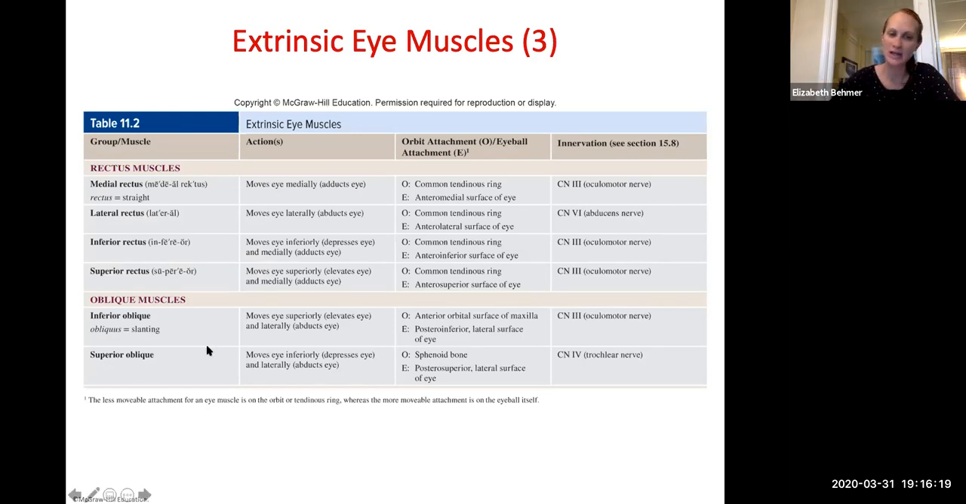Don't worry about the actions of your oblique muscles, but you should have a general idea of the actions of your rectus muscles. A question on your next test might be, if you quickly look to the left, which eye muscles caused you to do that? Your left eye, your lateral rectus muscle, and your right eye, your medial rectus muscle caused your eyeballs to go that way. Does that make sense? Yes. Okay, so number 1 and 2 are good for notes.